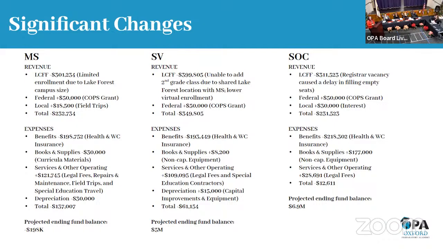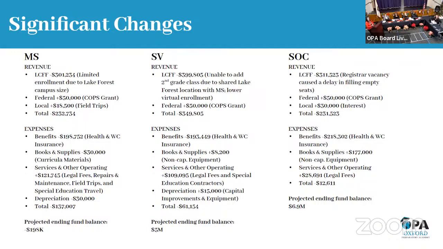So moving on to federal revenue across all three campuses, we are adding an additional $50,000 for a COPS grant that Dr. Amy Kernan secured a couple months ago. And so we are adding that to the budget. We are also adding to the middle school an additional $18,500 for field trips. And for SOC, we're adding an additional $30,000 in the budget to reflect interest that we are receiving from the county office. So all in all, the middle school is currently projecting a lower revenue of $233,000.